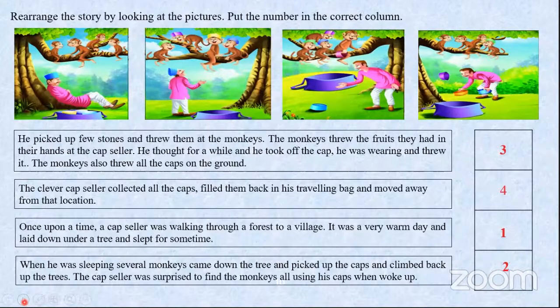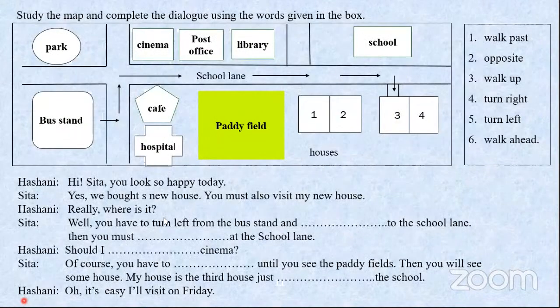Right, let's move to the last activity. Last activity, let's go. Here you can see a map, and there's a dialogue. Hashani says, "Hi Sita, you look so happy today."